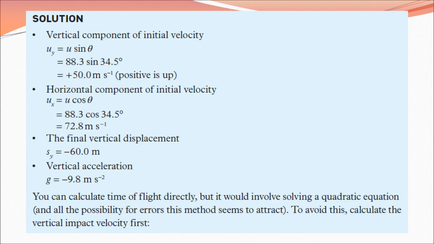All right, back to our formulas. Vertical component of the initial velocity. We've got our formula that we used before. Plug our numbers in. We know it starts at 88.3 meters a second and at 34.5 degrees. The initial velocity in the y direction is 50 meters a second up. We do the same with the horizontal component and we get 72 meters a second across. The final vertical displacement is 60 meters because it told us that the cliff was 60 meters high.